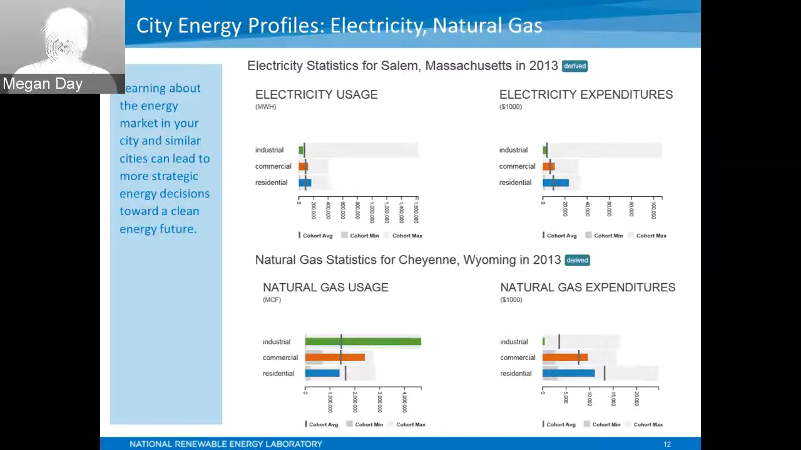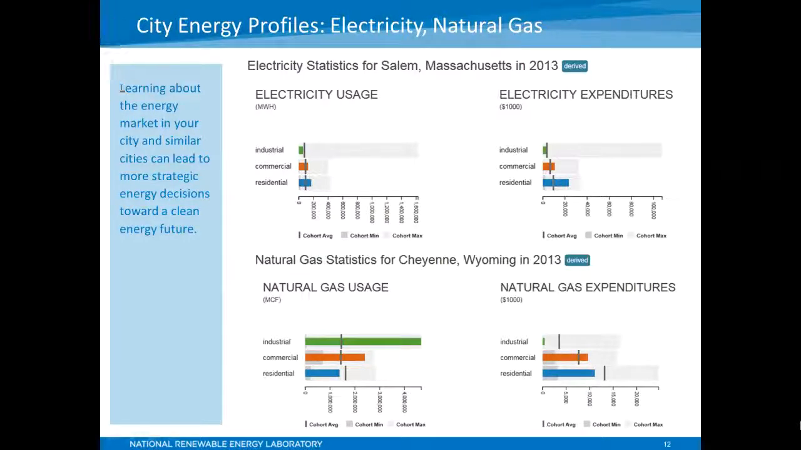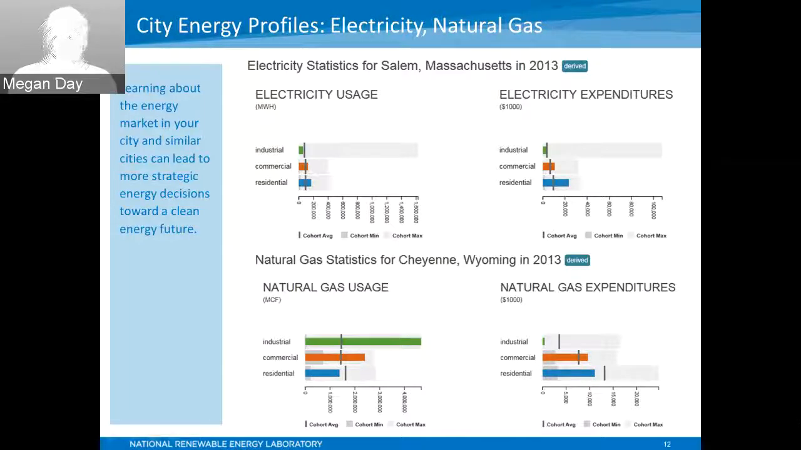And so here we've taken a cohort that's generated through an algorithm that pulls the cities with a similar population range, as well as climate zone. And so that cohort is comparing Salem, Massachusetts to other small cities like them as far as climate and population. And so we can see that Salem uses a bit higher than average electricity in the residential sector compared to cities like them and the average of those cities. So this is under the first tab if you're on the website.